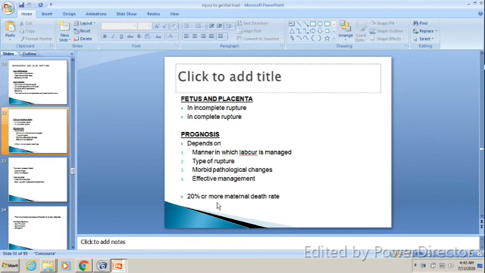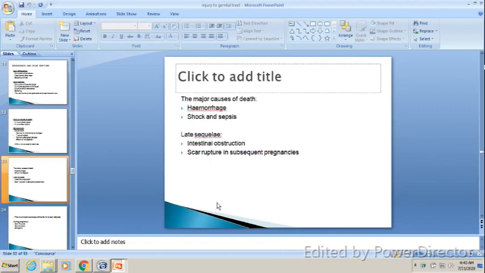What about the type of rupture? If it is incomplete rupture, the risk is less. In complete rupture, the risk of shock and blood loss is more. Morbid pathological changes and effective management. Twenty percent or more maternal deaths occur in case of rupture. What are the causes of death? Hemorrhage, shock and sepsis. What are the late sequelae? Intestinal obstruction, and scar rupture in subsequent pregnancies.